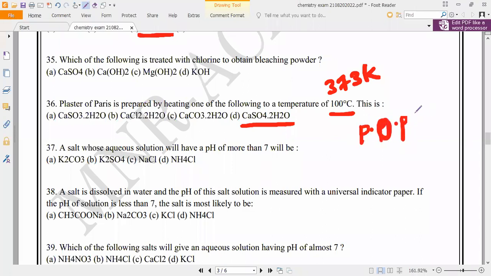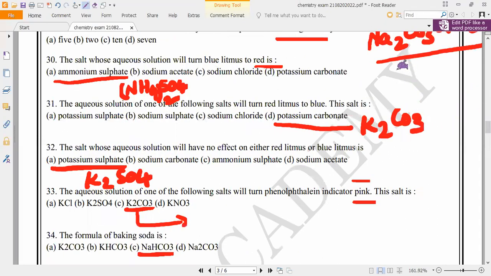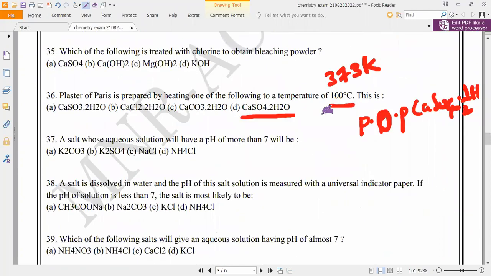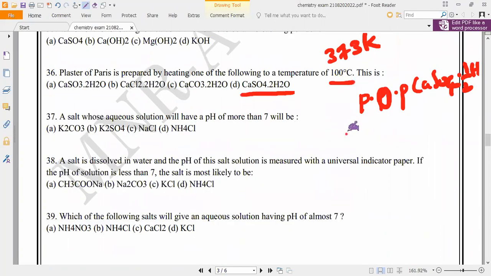Sir, CaSO4 dot half H2O. Another formula, the second formula: 2CaSO4 dot H2O. Here, CaSO4 half H2O.